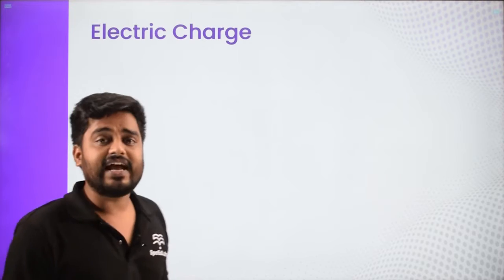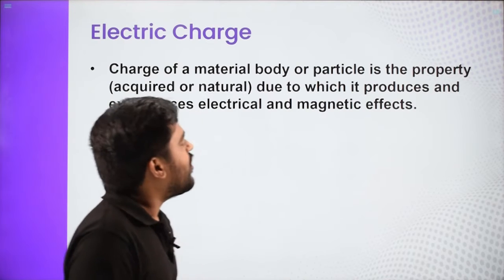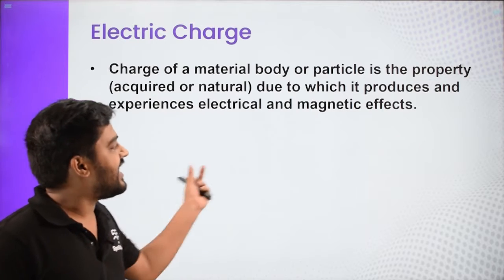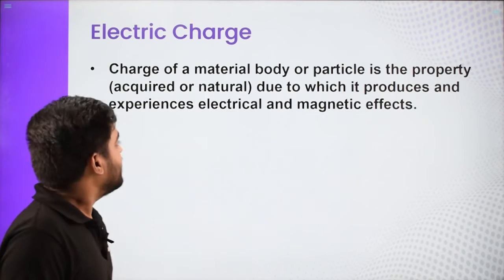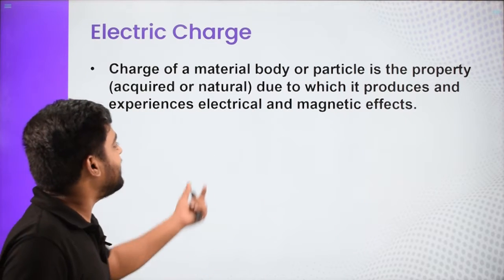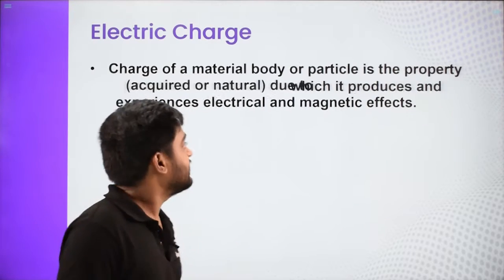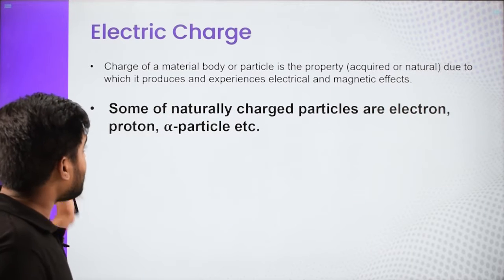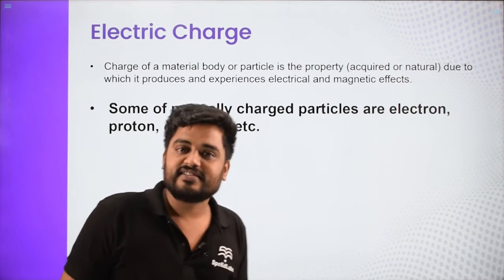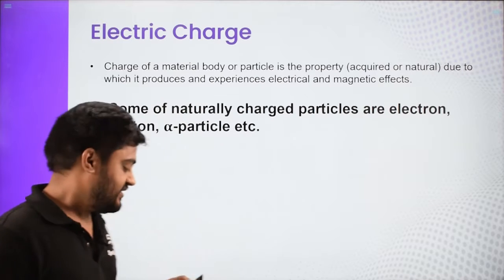Now, if we talk about electric charge, so charge of a material body or particle is the property due to which it produces and experiences electric and magnetic effect. So charge is the one which is going to produce or it is going to experience the electric and magnetic forces. So that is what we mean when we say electric and magnetic effects. If we talk about the electric charge, some of the natural charge particles which are found in nature are alpha particles, electrons, protons. All these are naturally found charge particles.